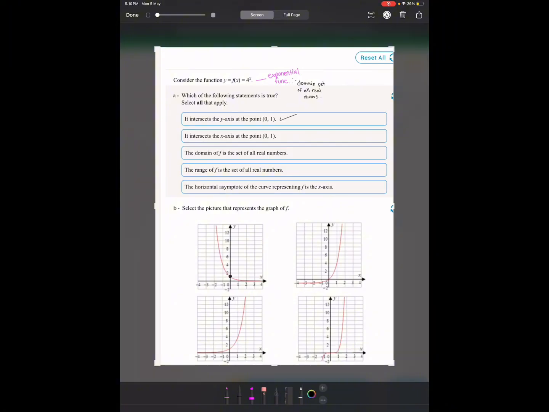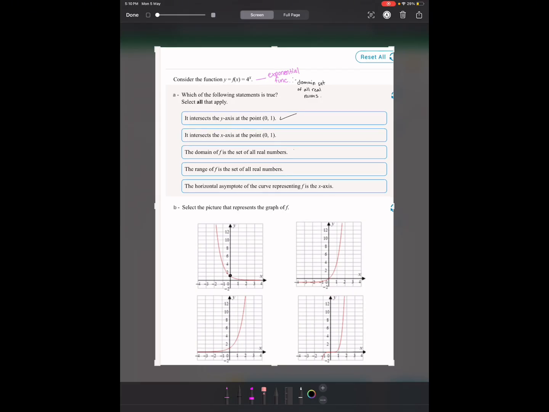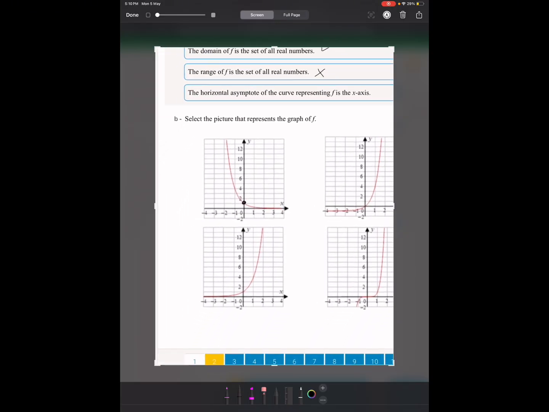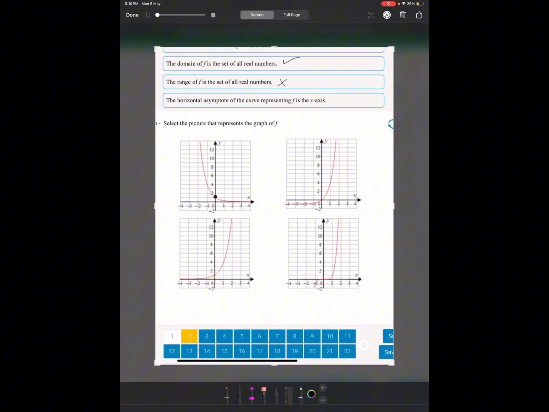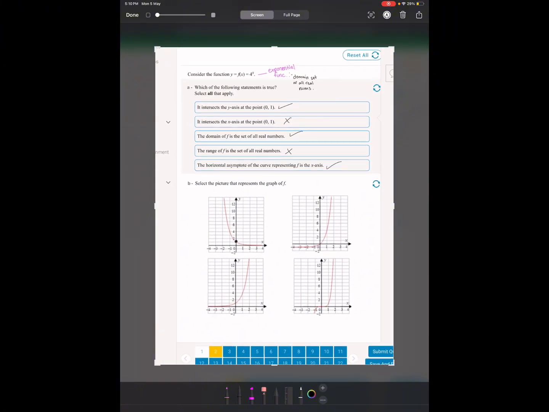Anyways, so this is correct. The domain of f is a set of all real numbers. I said the domain of exponential functions is always a set of all real numbers, so this is correct. The range is not, the range is just not for exponential functions. The horizontal asymptote of the curve representing f is the x-axis. Let me draw something like this. It's always going to be what's here. So this is the correct answer.